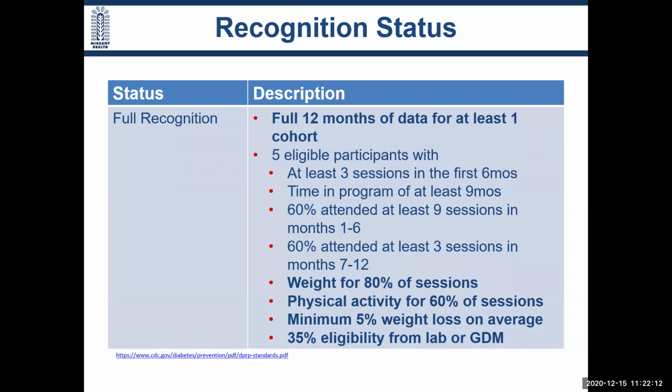They have to have had documented physical activity for 60% of the sessions, and then an average of 5% weight loss across all of the eligible participants that they're reporting on for that period. The last item under full recognition is that 35% of the participants have to have been eligible for the program based on laboratory tests or gestational diabetes history. So remember the laboratory tests are fasting blood glucose, postprandial blood glucose, or hemoglobin A1C.